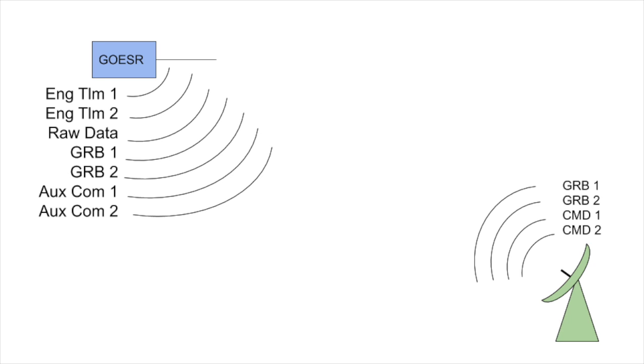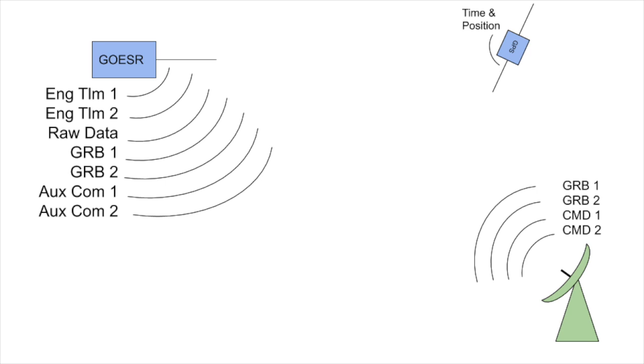GOES-R has a secondary mission objective where it acts as a relay satellite for things like search and rescue. Finally, there's the crosslink. As was previously mentioned, there exists a crosslink between GOES-R and the GPS constellation.